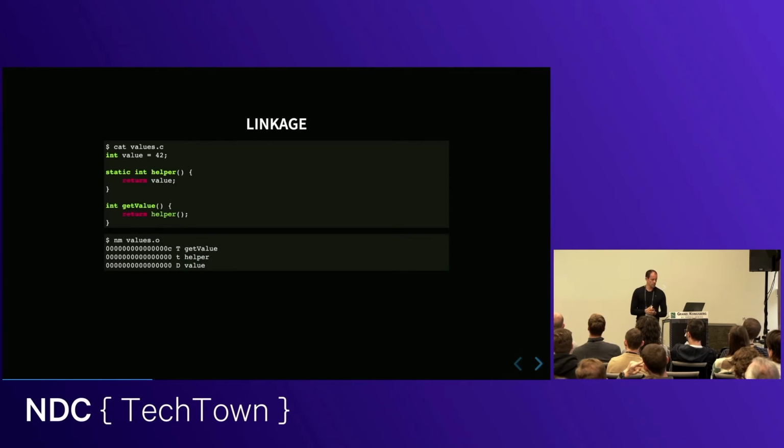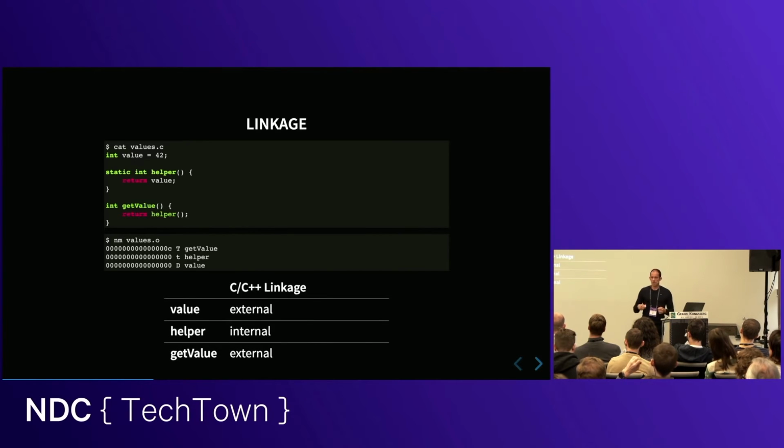So if I list this, we can see that like we saw before, get value and value have capital T and capital D for text section and data section. And helper has lowercase t. And this lowercase means internal linkage. So get value and value have external linkage, so they get capital letters. And helper has internal linkage, so it gets this lowercase t.